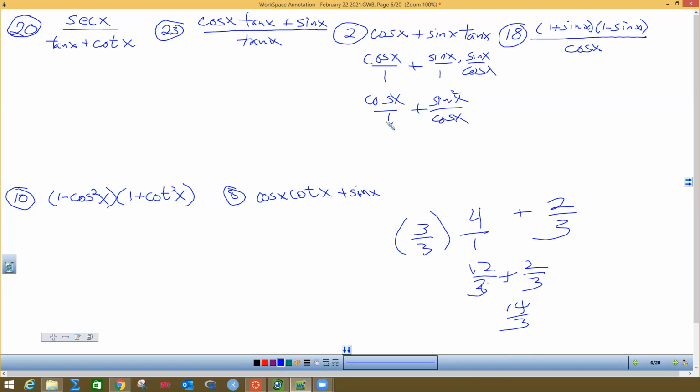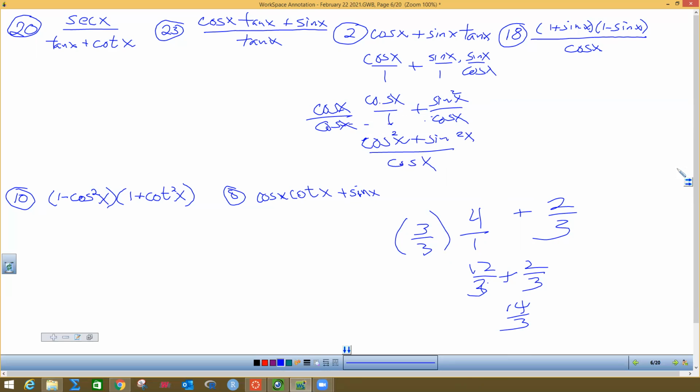Same story here. We got a 1 and a cosine. I got to get them the same. What's my LCD? Cosine, because there's nothing alike. 1 times cosine is cosine, so I got to multiply this side by cosine over cosine to get a cosine in the bottom. What's cos times cos? Cosine times cosine? What's cos times 1? Cosine. Do you see we've got the common denominator now? I'll put this over cosine.